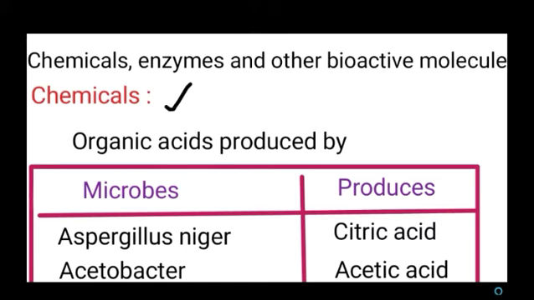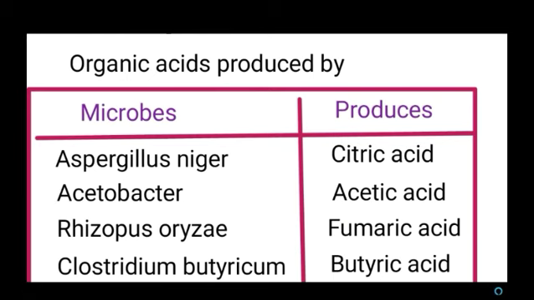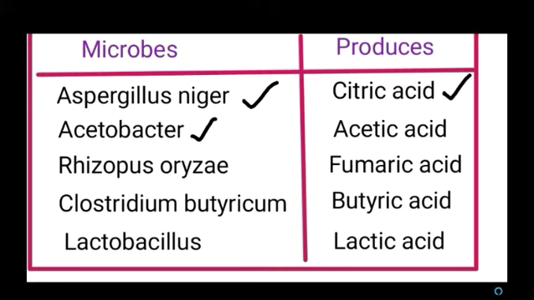Microbes are not only used to produce many industrial products, but also many types of chemicals, enzymes and bioactive molecules. Here we are going to see the microbes which are used to produce many organic acids. Aspergillus niger, this fungus, is used to produce citric acid. Acetobacter is used to produce acetic acid. Rhizopus oryzae is used to produce fumaric acid, and Clostridium butyricum is used to produce butyric acid. Then Lactobacillus is used to produce lactic acid.